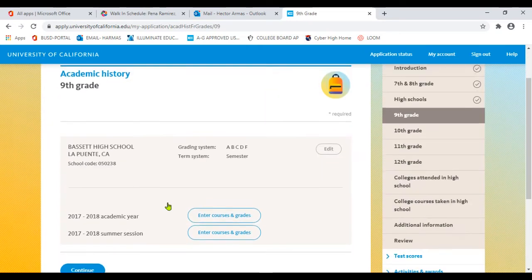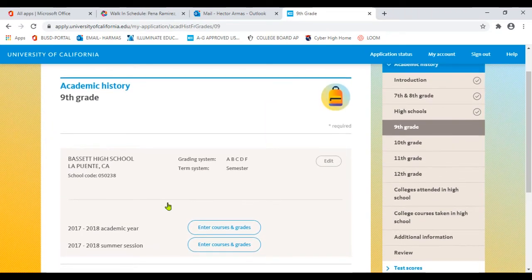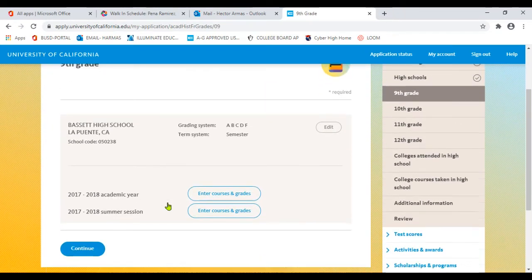So now it says here academic grade history. Here we're getting an opportunity to write down what courses I completed during the 9th grade. I'm going to give you some examples of how you're going to populate this. And here's where the transcript is critical, because you're going to need your transcript to do this. So I'm going to click enter courses and grades.